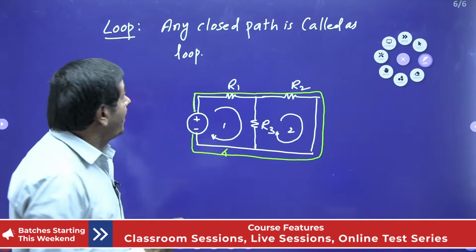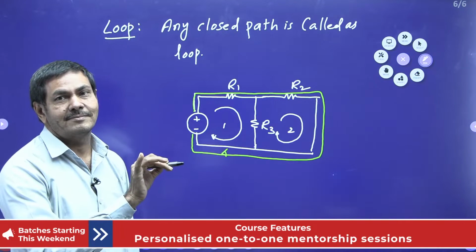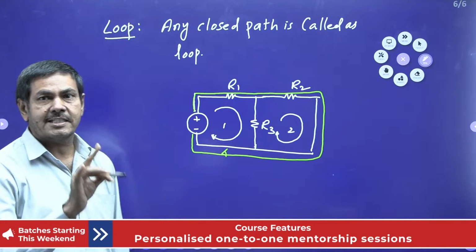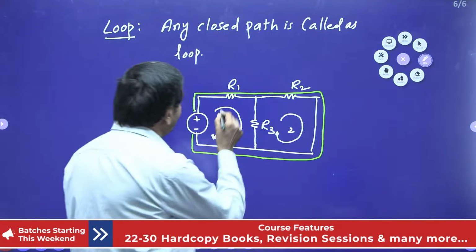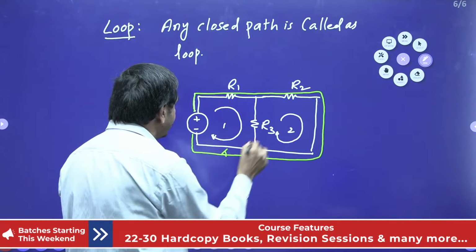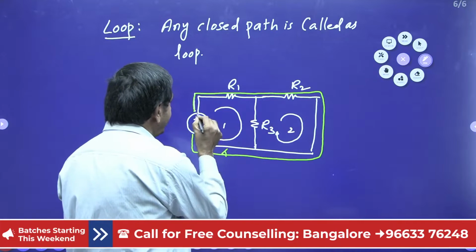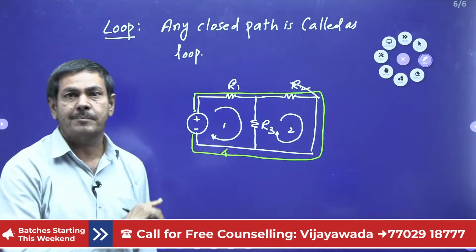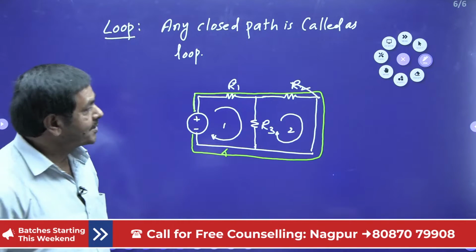In a closed path, the starting point and ending point must be the same. Starting point and ending point are the same, then we can say it is a closed path. In the first loop, you watch this path: starting from this point and reaching the same point. Here also starting from this point and reaching the same point. Even here the starting and ending point are the same. Then finally, how many loops are possible from the given circuit? 3 only. Yes, very good, Vipin. 3 loops are possible here.